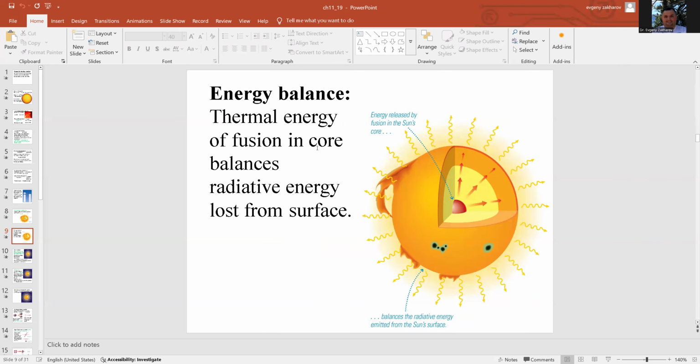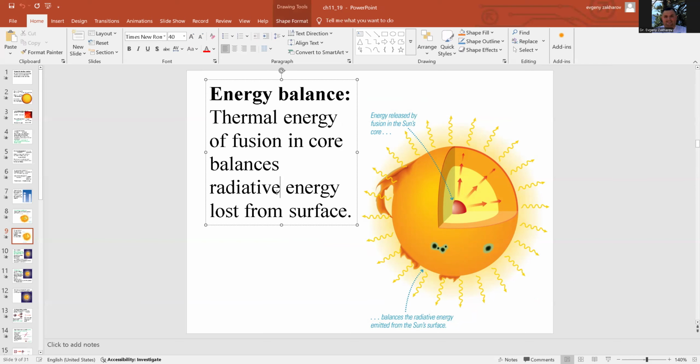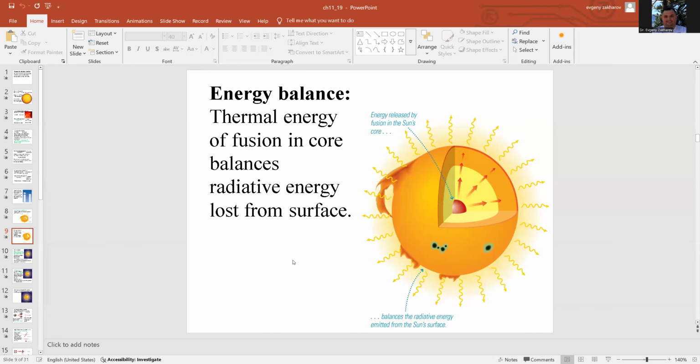There is a conservation principle in terms of energy. Remember, the total amount of energy is conserved, and yes, the sun generates energy through the nuclear fusion, but then it loses some energy through the process of convection all the way to the surface and then radiation into space. So radiative energy balances what we have produced in terms of fusion.